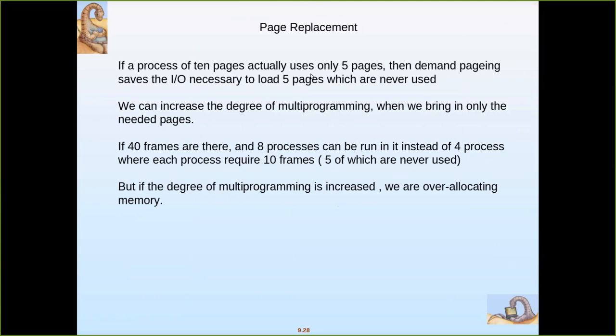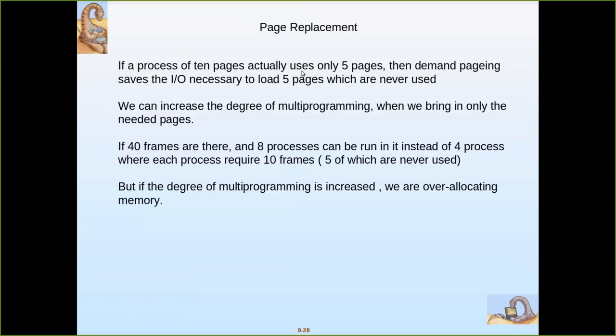If a process of 10 pages actually uses only 5 pages, imagine a process has 10 pages, but only 5 pages are used again and again, and some pages are not at all used because they may consist of some error routine. Only when a particular event is clicked is that page used. For example, the print option: if the user is not pressing the print option, then that option may be in a page which is not used. There is no need to bring it into the main memory. Let it be in the secondary storage.